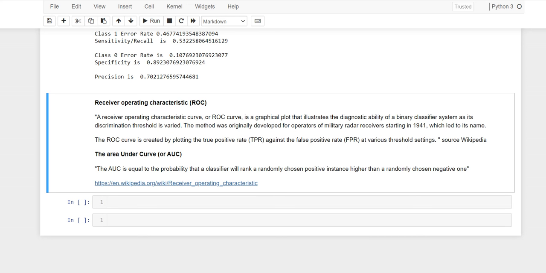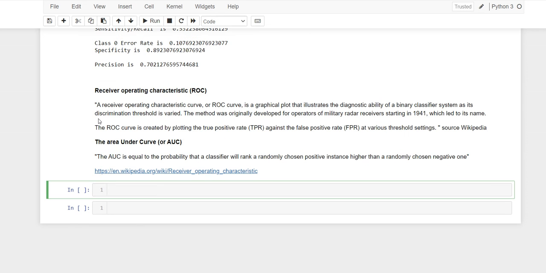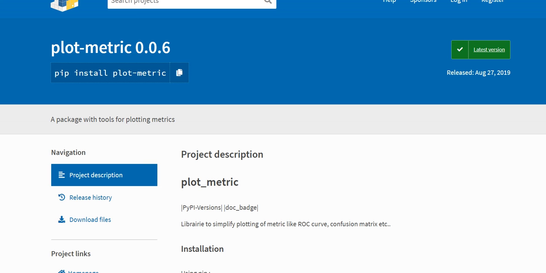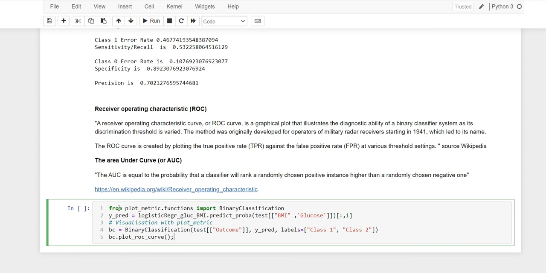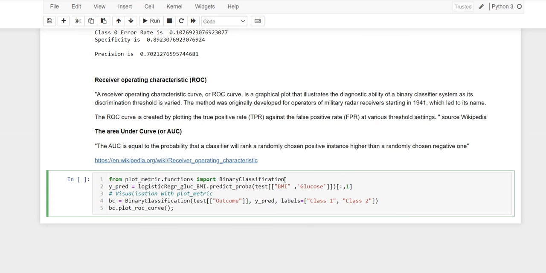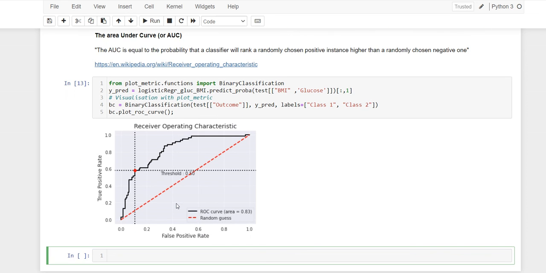An ROC curve is a two-dimensional graph that plots the class 0 error rate on the horizontal axis and the sensitivity on the vertical axis. To simplify, I installed the plot metric library, and if you want more information, you can go to pypi.org/project/plot to plot the ROC curve for the logistic regression model that includes my two predictor variables. So for fun, I went ahead and copy and pasted some code using my two predictor variables and then plotted a ROC curve. And here we go.